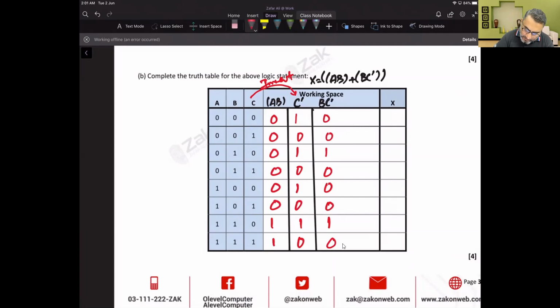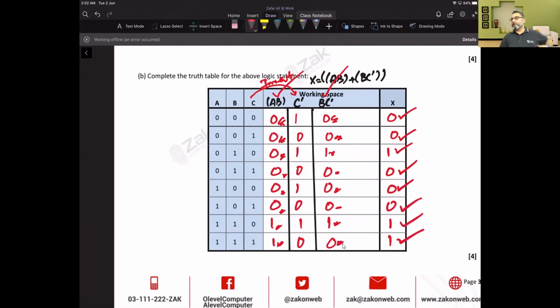Now for X, we have to take into consideration this AB and BC not. When we OR these two, meaning added together, the answer would be X. So if either of them is 1, the answer would be 1, and only if they are all zeros, the result would be 0. So this is 0 0 1 0 0 0 1 and 1. You can see this is 0, this is 0, answer is 0; this is 0, this is 0, answer is 0; this is 0, this is 1, answer is 1; this is 0, this is 0, answer is 0; this is 0, this is 0, answer is 0; this is 0, this is 0, answer is 0; this is 1, this is 1, answer is 1; this is 1, this is 0, but answer is 1. That is how we do it.